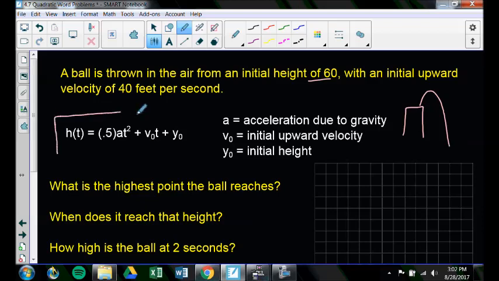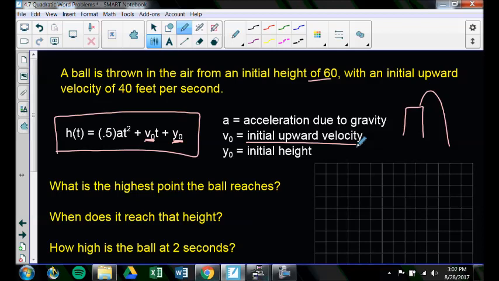Gravity can be modeled by this equation right here. H of t equals 0.5 a t squared plus v naught t plus y naught. This is read as v naught, and this is read as y naught. V naught means starting speed, initial upward velocity, how hard we threw the ball upwards. No consideration for how far forwards it was going, right?